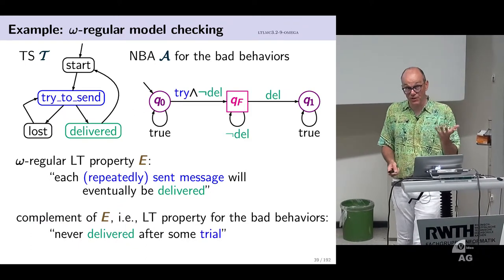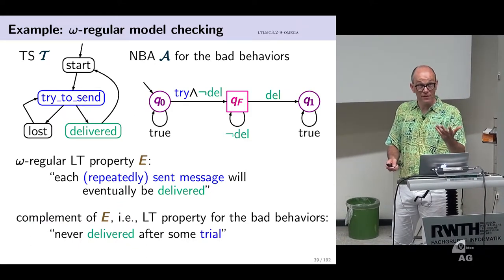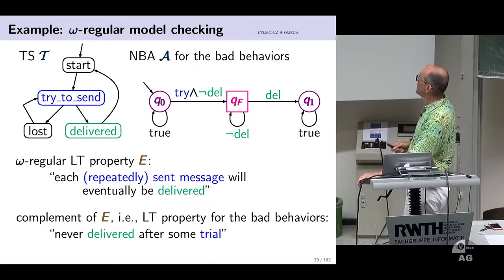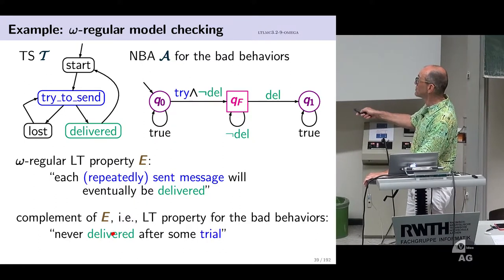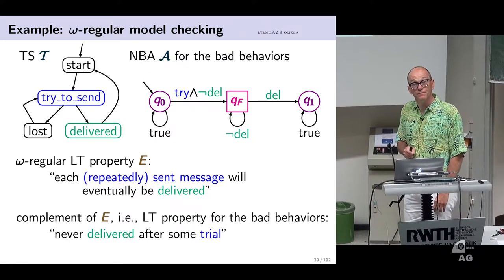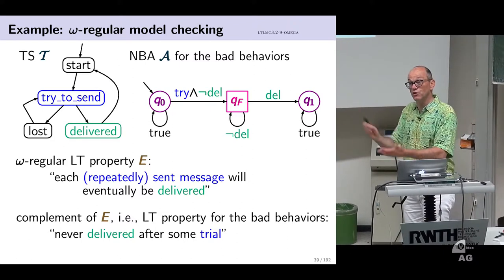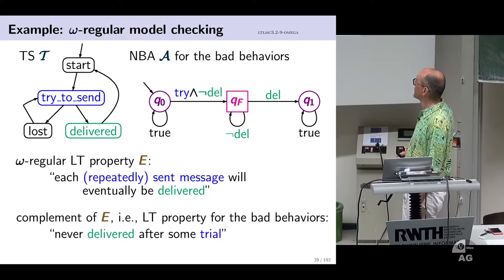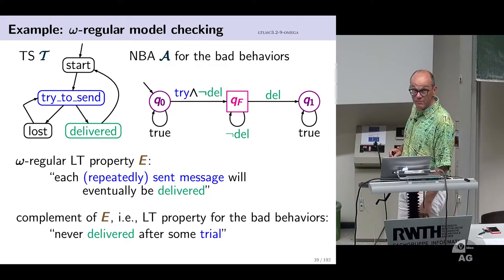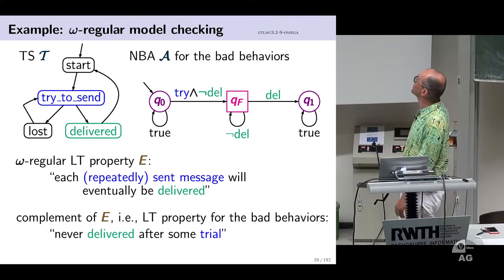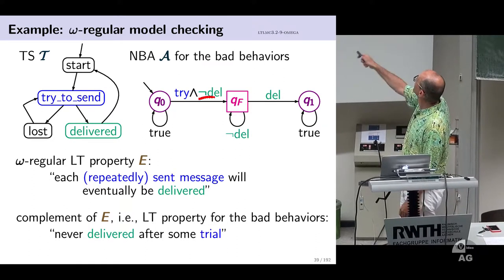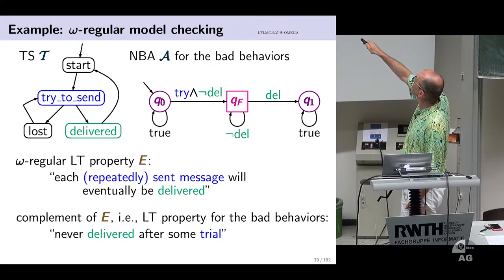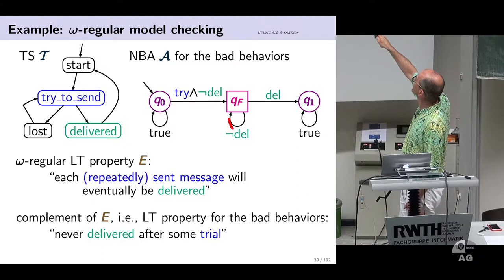First, I take the property at hand, I'm going to complement it and build an NBA for the complement. So what's the complement of this property? The property says every message that I send will eventually be delivered. The complement says, well, there is a message that I will never deliver. So what's the NBA for this negation, for this complement? This works as follows. Again, I have three states. Again, it's non-deterministic. So here I basically try, it's not delivered, and it will never be delivered.